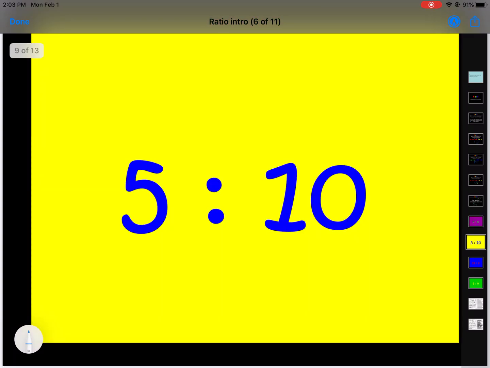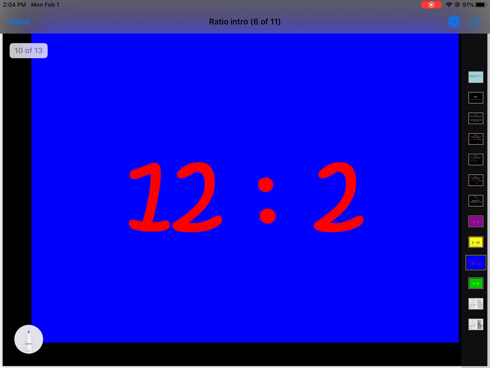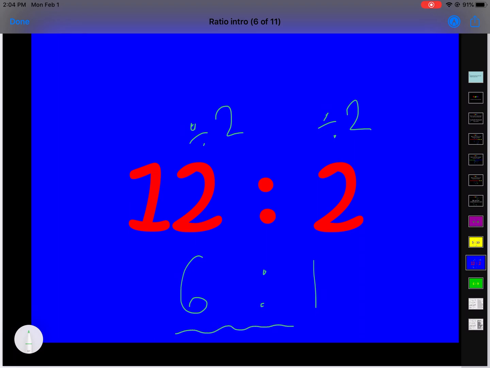Next one, 5 and 10. We could divide both of these by 5, which will leave us the ratio 1 to 2 again. The ratio 12 to 2, we could divide both of these this time by 2. And in this case, we'll end up with 6 to 1. So notice here the smaller number doesn't always have to come first. It's just what, depending on the context, this ratio could represent something slightly different.